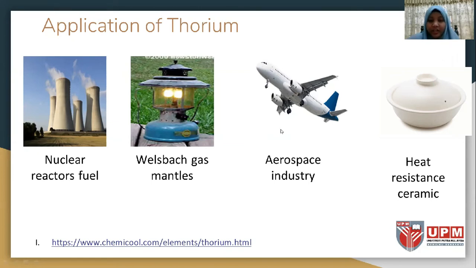Next is the aerospace industry. Thorium-magnesium alloys are used in the aerospace industry for aircraft engines because these alloys are lightweight and have excellent strength and creep resistance at high temperature. Next, thorium is also used in heat resistant ceramic.